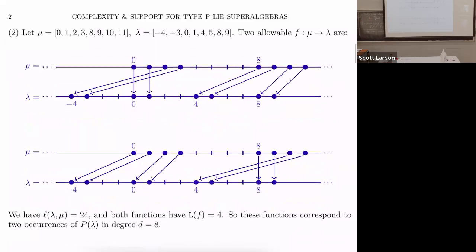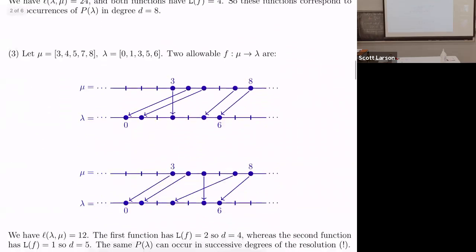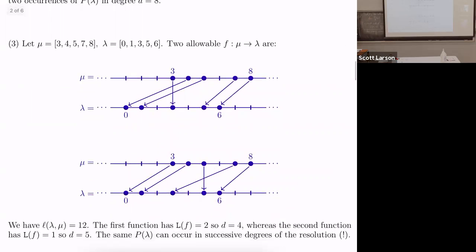Okay, that's not so bad, but now comes the bad news. This was a big surprise. Here we have the same pair of weights, mu and lambda, in both pictures. The length difference is 12. 12 over 2 is 6. The first has 2 leapfrogs or crossings. 6 minus 2 is 4. So that occurs in degree 4 in the first picture. The second picture only has 1 crossing, and so the degree is 5. So we have 2 occurrences of the same p lambda in 2 successive degrees in this resolution.